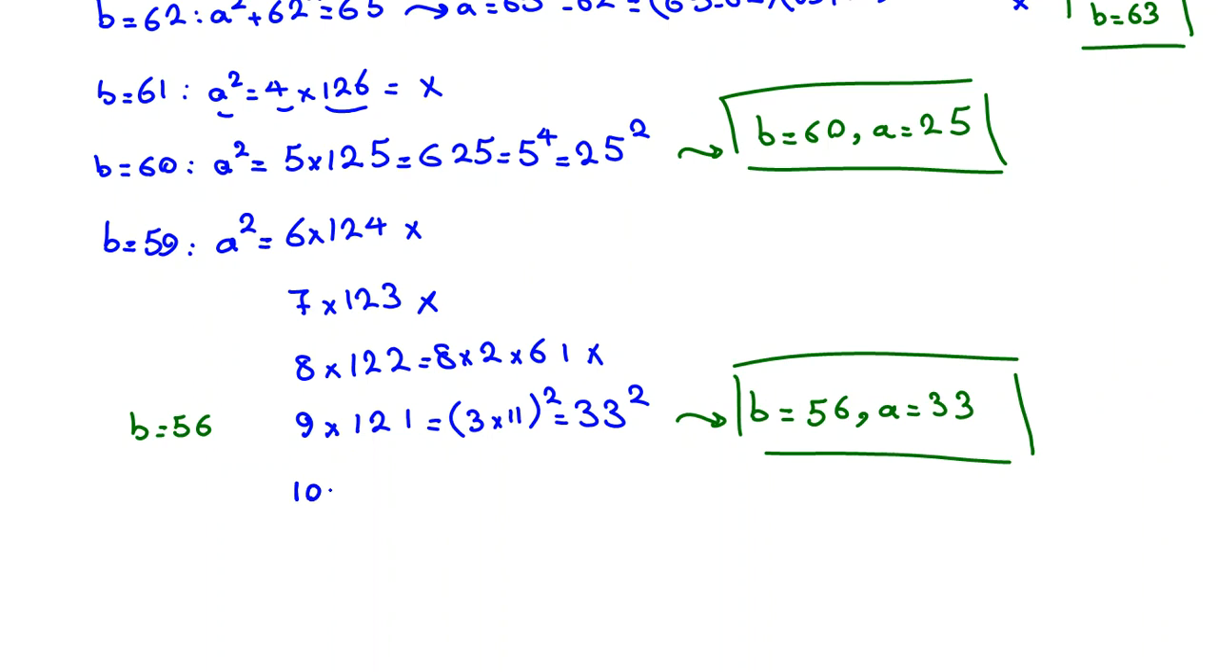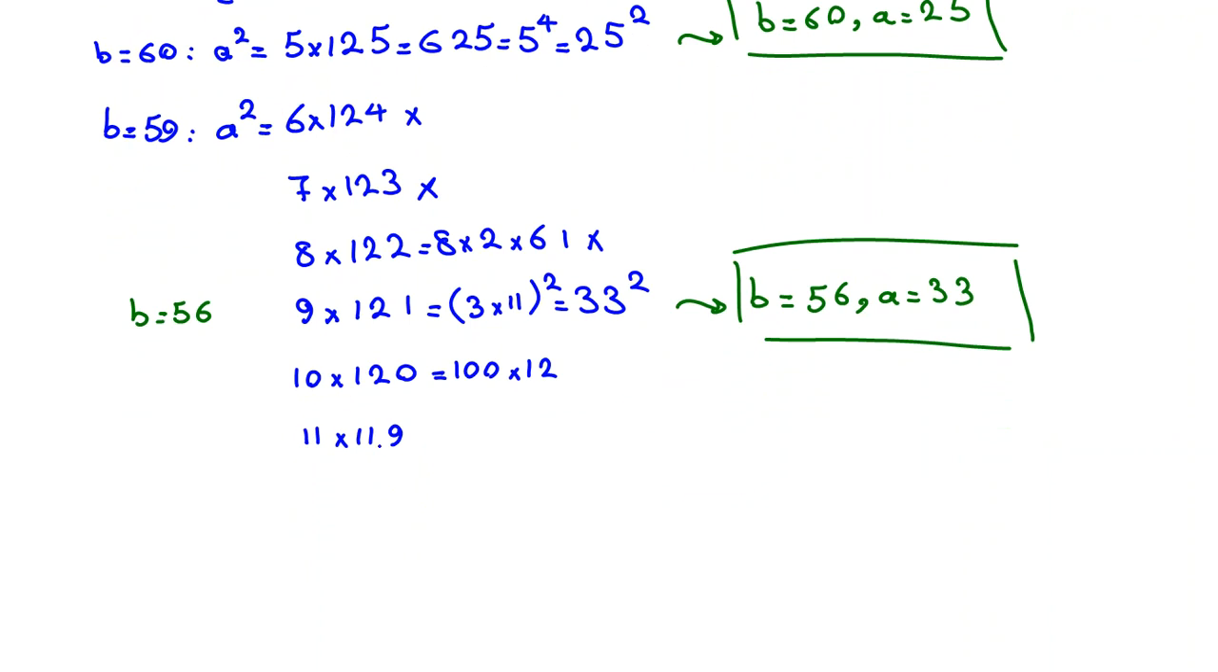Now let's check the next case. 10 times 120. It will be 10 squared, 100 times 12. 12 is not a perfect square, it's not good. 11 times 119. Is it good or not? 119 is not a multiple of 11. 12 times 118. 118 is not a multiple of 3.